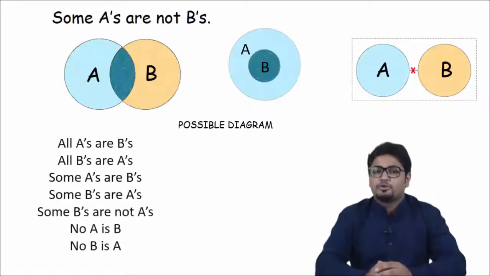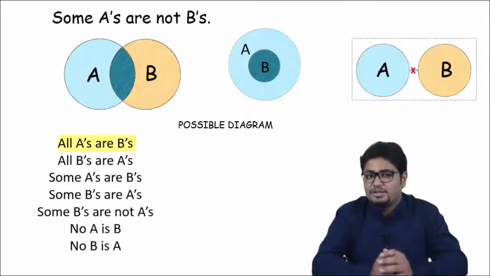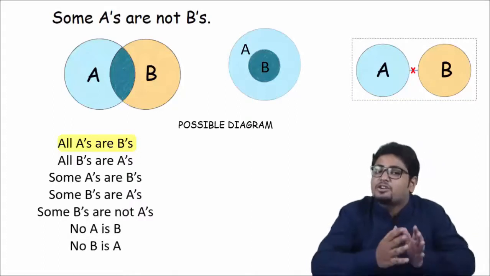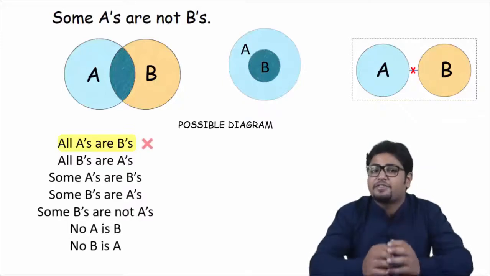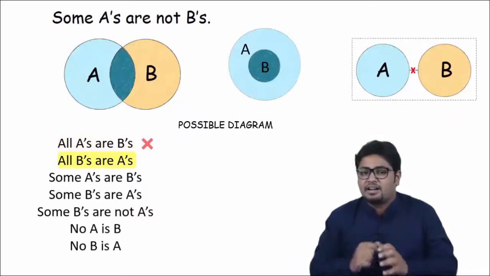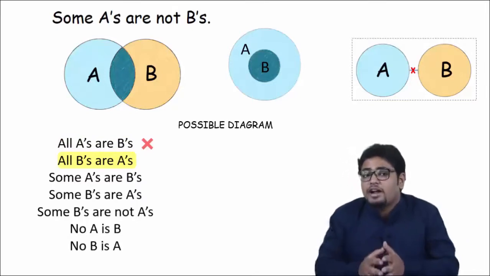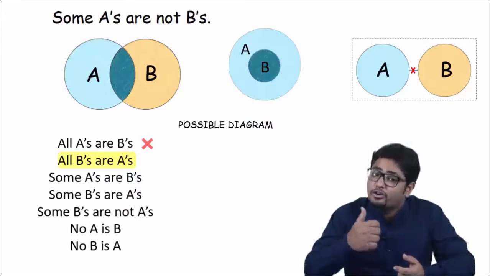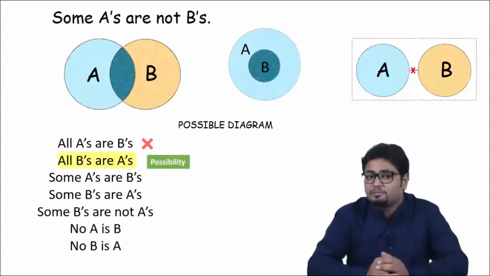Now the possible conclusions. The first conclusion says that all A's are B's. The given premise itself says that there are some A's which are not B's. So this conclusion can never be true. It is definitely false. Second statement says that all B's are A's. Don't be in a hurry to mark it just definitely false. Look at the second possible diagram and you will notice that here this statement holds good. So this is clearly a possibility.